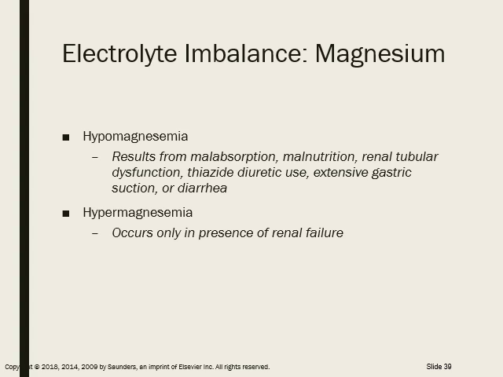Hypomagnesemia is when the magnesium level is less than 1.3. This results from malabsorption, malnutrition, renal tubular dysfunction, thiazide diuretic use, excessive gastric suction, or diarrhea. Hypermagnesemia refers to a magnesium level greater than 2.1. This occurs only in the presence of renal failure.